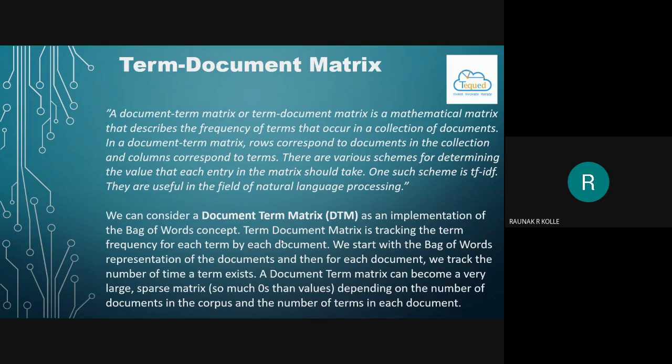A document term matrix can become a very large sparse matrix, which means a matrix in which the majority of the values are zeros. Depending on the number of documents in the corpus and the number of terms in each document, a sparse matrix may be formed.